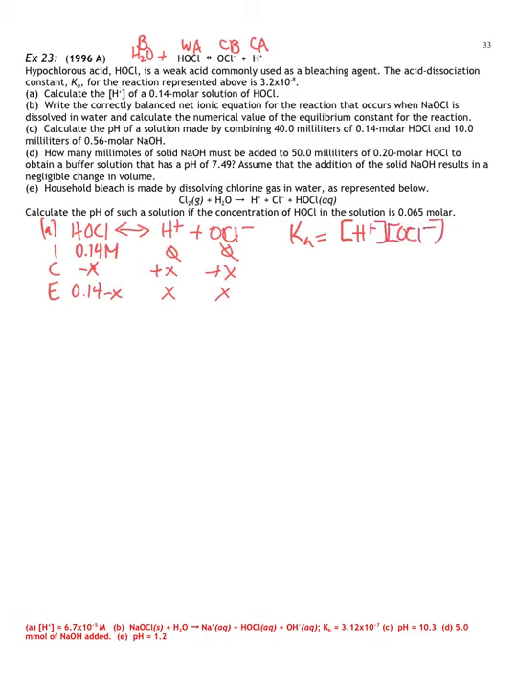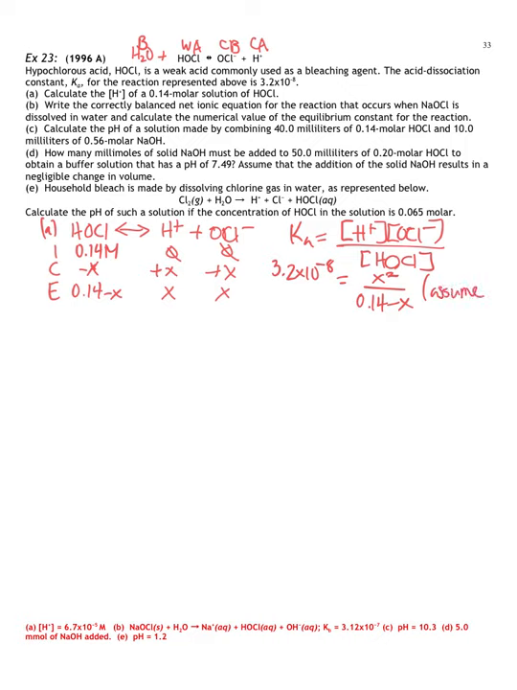Notice I'm still writing the expression. You get pretty good at this eventually. Hopefully you're still practicing writing the expression. And then my Ka is given to me as 3.2 times 10 to the negative 8th. And I have x times x, which is x squared, over 0.14 minus x, which is the hypochlorous acid's concentration at equilibrium. I'm going to assume x is small, so I'm going to make an assumption.